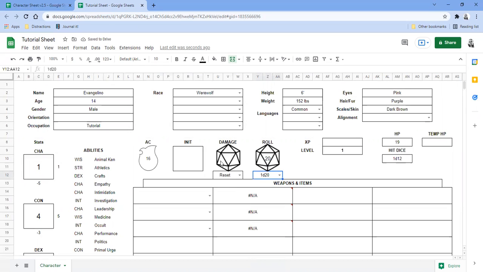Now if you remember what I said earlier, armor class, this here. In order for someone to hit Evangelino and do damage, they have to get a number higher than 16. If they get something lower than 16, it means the attack missed. Basically, you slip, fall, you don't hit them, or the arrow flies past him, something like that. Okay, so you got him, you hit him.